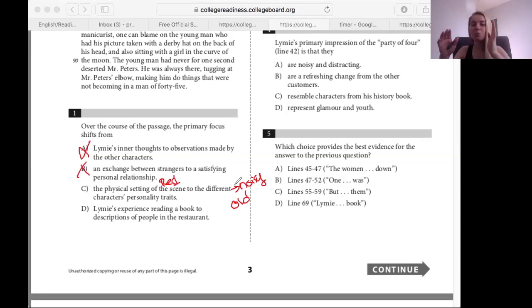So it's not a primary focus shift. We do talk about those two things, but it's not the shift. The overall shift is D. Limey's experience reading the book, so that is about him reading the book in the restaurant with all of that, and then to the descriptions of people in the restaurant, which are those noisy people as well as his dad that's getting older. So that's why D would be better.